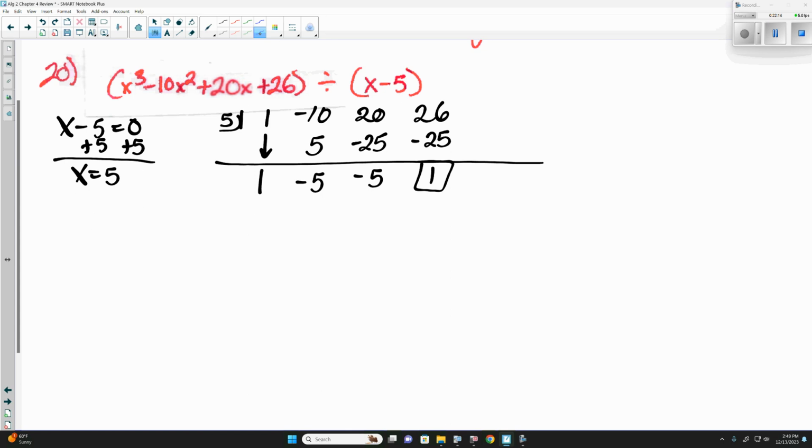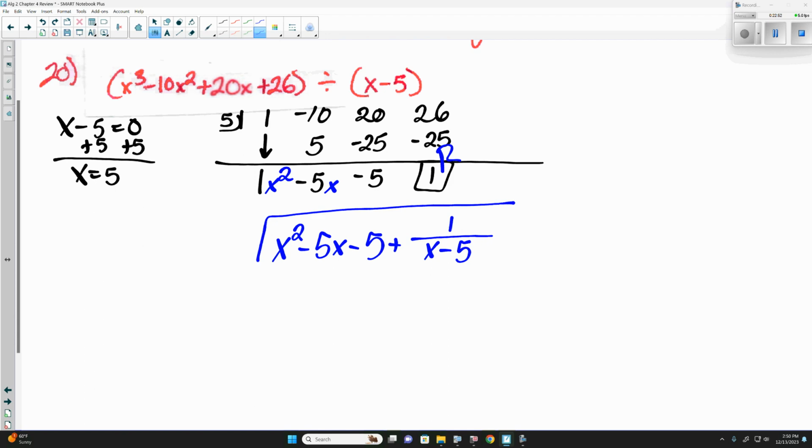Now we do need to plug our variables back in. The last number, the number we put in the box, is the remainder. The number next to it is our term without x. The term in front of it is our term with x. The term in front of it is our term with x squared. So our final answer for this here is x squared minus 5x minus 5 plus our remainder, since we do have one other than 0, which is 1, so it'd be 1 over what we divided this by, so 1 over x minus 5.